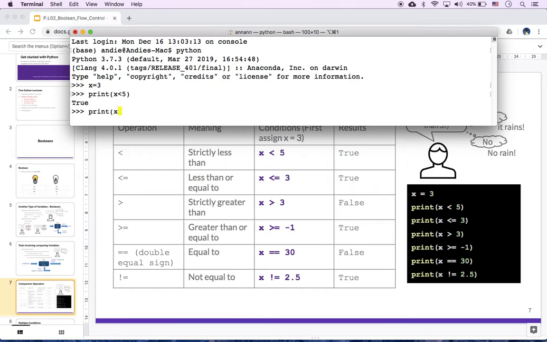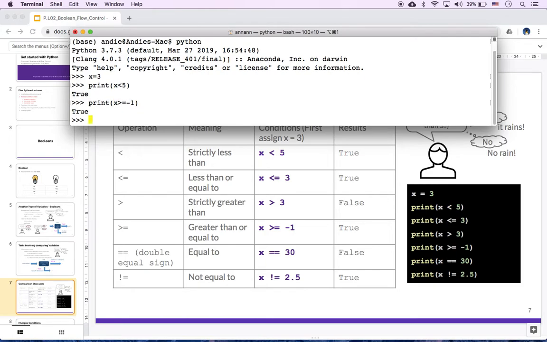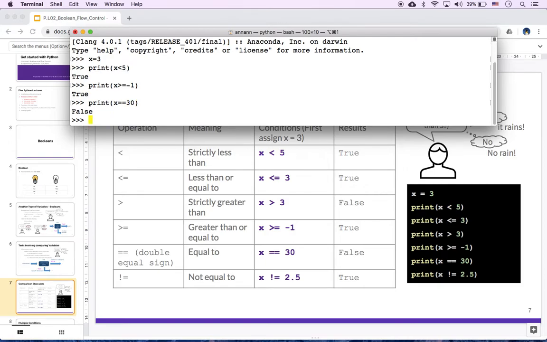We want to see if x is larger than or equal to -1. It's still true because x is 3, then it's larger than -1. So there are different types of comparisons. This one is special because we want to see if x equals 30. It's false because x is 3, so it's not equal to 30. So this statement is false.